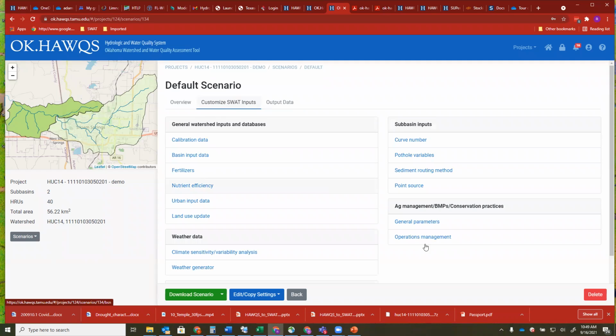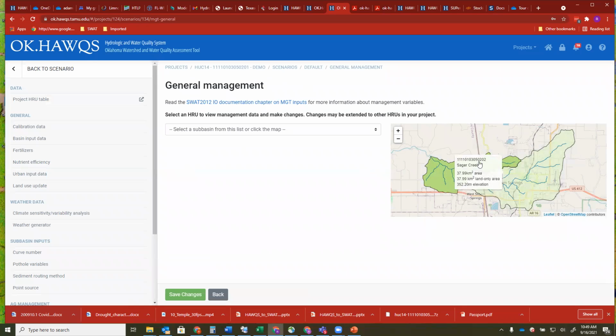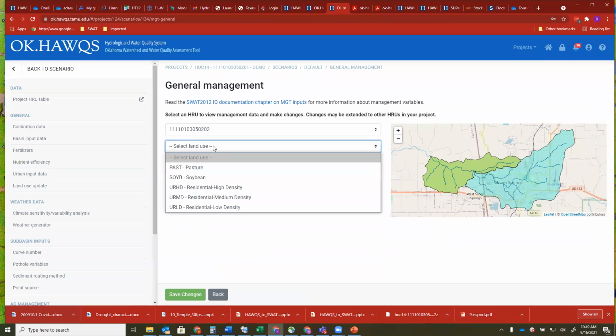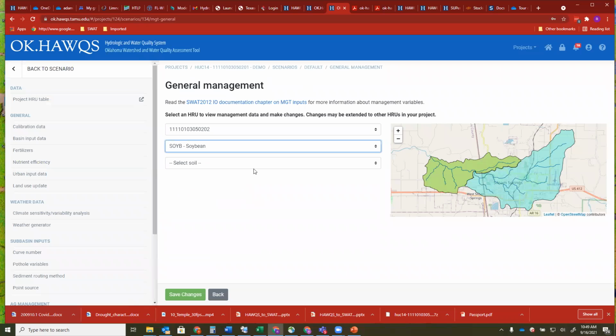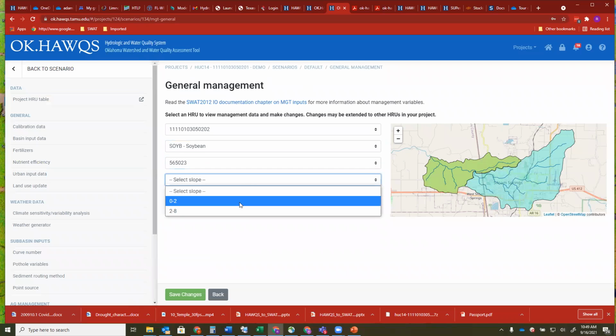So if you go to customize SWAT inputs, there are general parameters, then operation management, right? Under the general parameters, again, you select for which subbasin you want to make changes, and which land use within that subbasin, let's say soybean, and which soil and what slope.